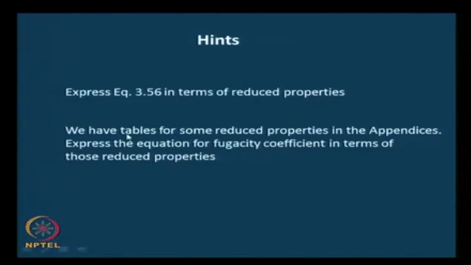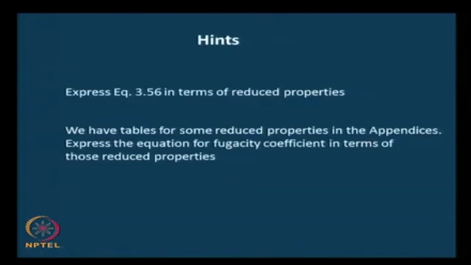The hint is something like this: we have tables for reduced properties in the appendices. Express the equation for the fugacity coefficient in terms of those reduced properties. This is a very big hint. Go ahead, 10 minutes, and see how you can express the equation for the fugacity coefficient, which has already been converted to a reduced property form, in terms of these reduced properties, the values of which are available in the appendices.